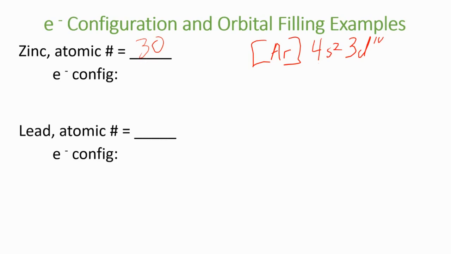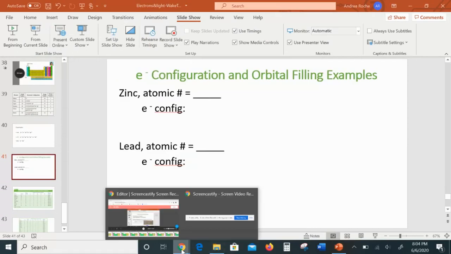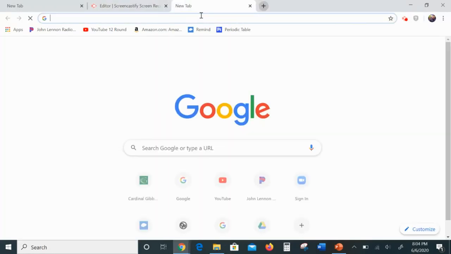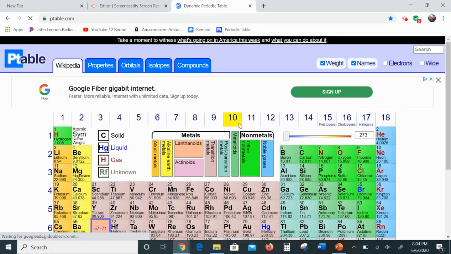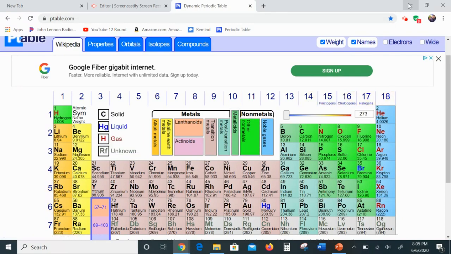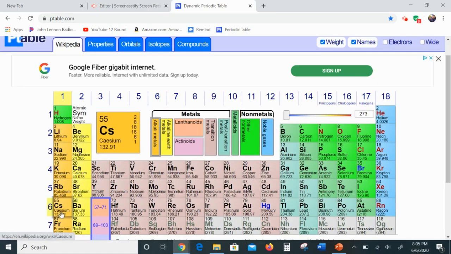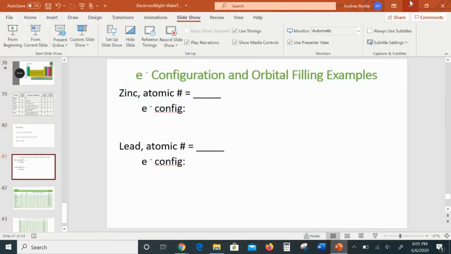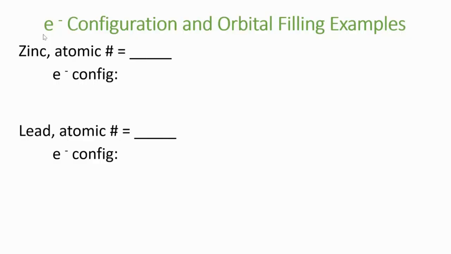Okay, so lead, I don't know lead off the top of my head, so let's take a look at lead real quick. Lead is number 82. So lead is going to be everything that xenon was, which is number 54, and then start up with 6. So lead is going to be everything xenon is. And then we're in row 6, so it's 6s2.